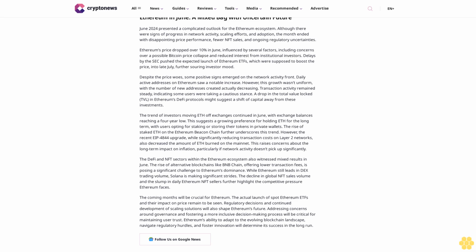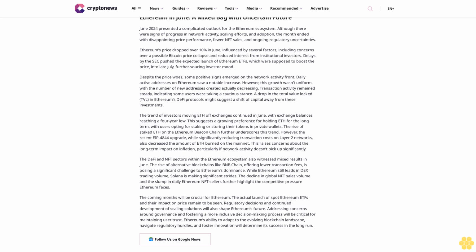Despite the price woes, some positive signs emerged on the network activity front. Daily active addresses on Ethereum saw a notable increase. However, this growth wasn't uniform, with the number of new addresses created actually decreasing. Transaction activity remained steady, indicating some users were taking a cautious stance. A drop in the total value locked, TVL, in Ethereum DeFi protocols might suggest a shift of capital away from these investments.